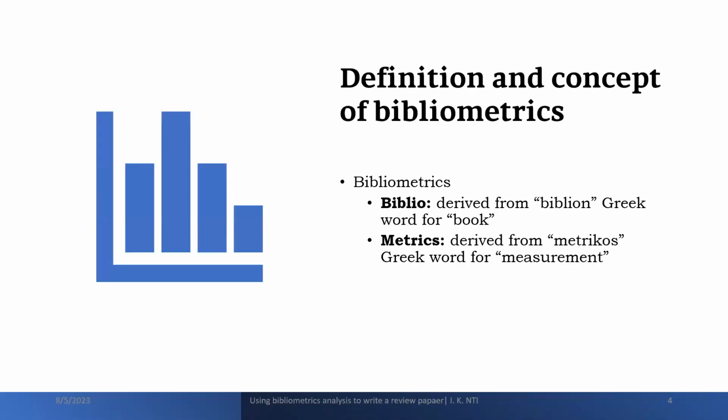So what is bibliometrics? Bibliometrics is two words put together. The first one is biblio, which is derived from the word biblion, a Greek word meaning book. And we all know what metrics is. It's derived from the word metrikos, a Greek word meaning measurement. So in other terms, when we say bibliometrics, it's book measurement, or trying to measure books.